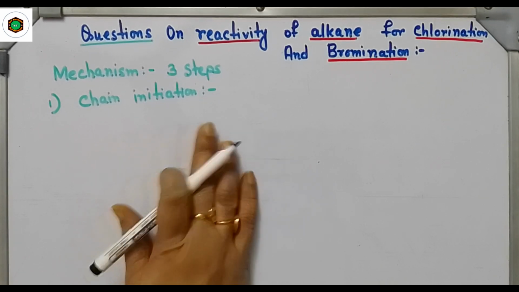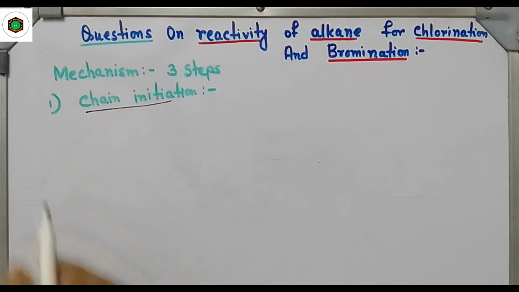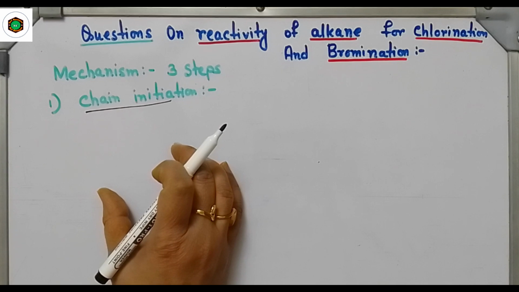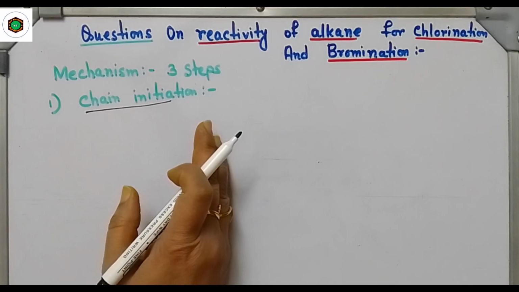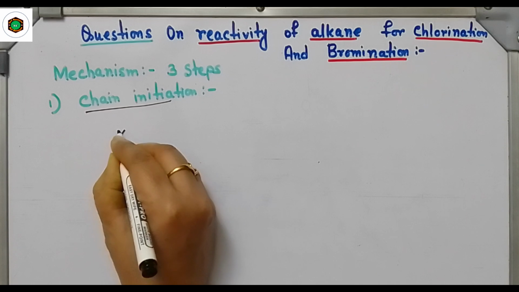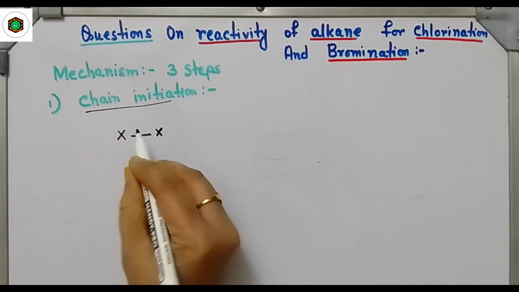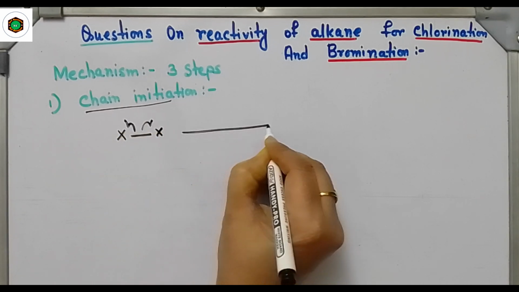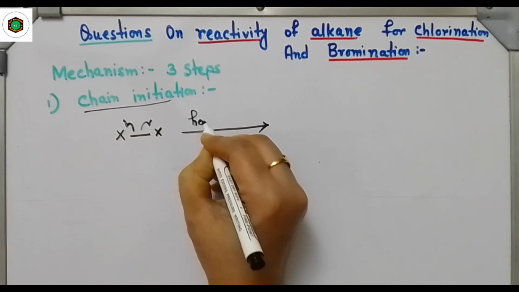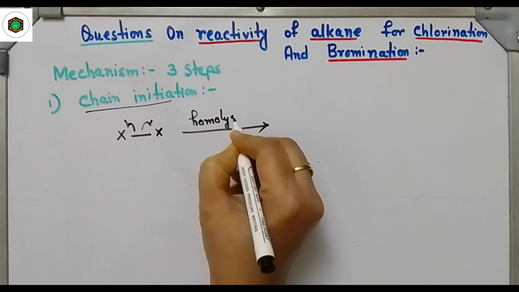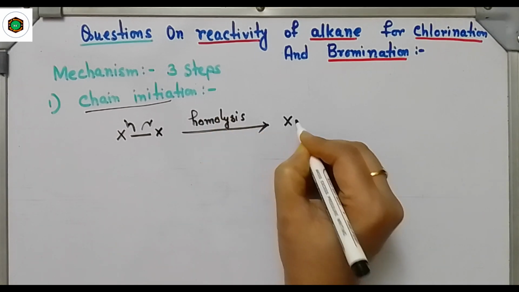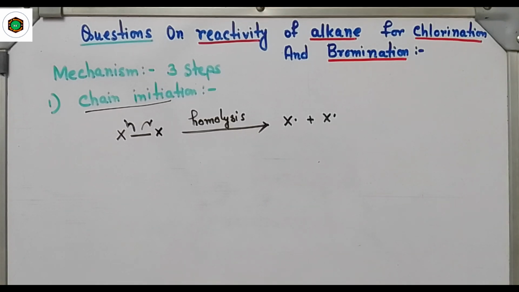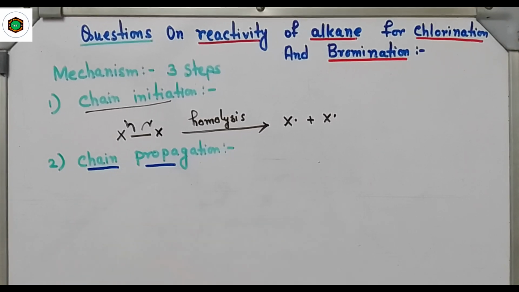First step is chain initiation. What is happening here? Halogen molecule takes up energy either from UV light or from heat. And what will happen? Homolysis or homolytic cleavage takes place here. By homolysis, we will get X dot plus X dot. Next step is chain propagation.